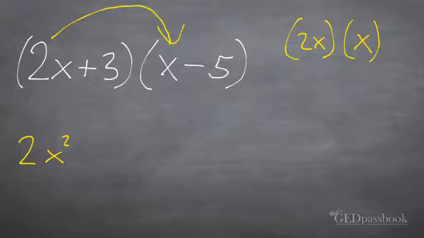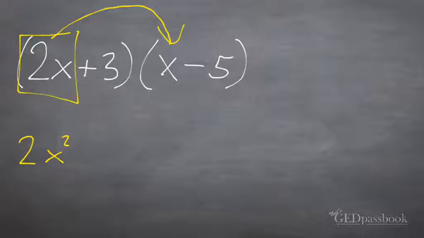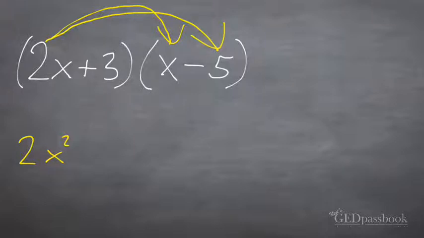Outer. So guess what you do? You multiply this same first one, but now with the outer one. Now tell me, what is 2x times negative 5? And again, if it helps you to look at it like this, do it every single time. 2x times negative 5. What is that?